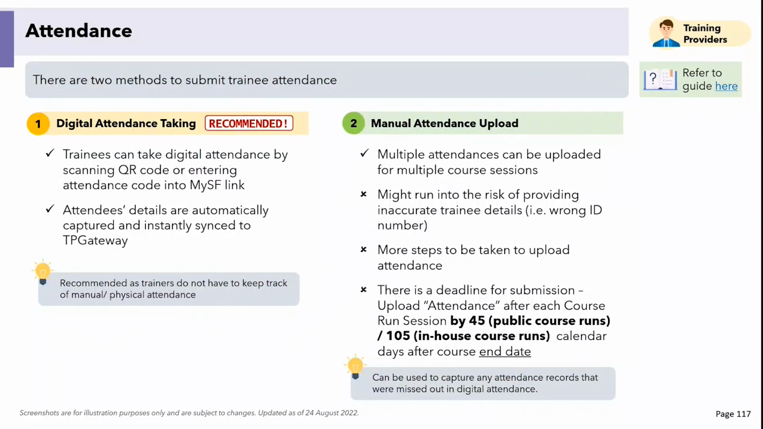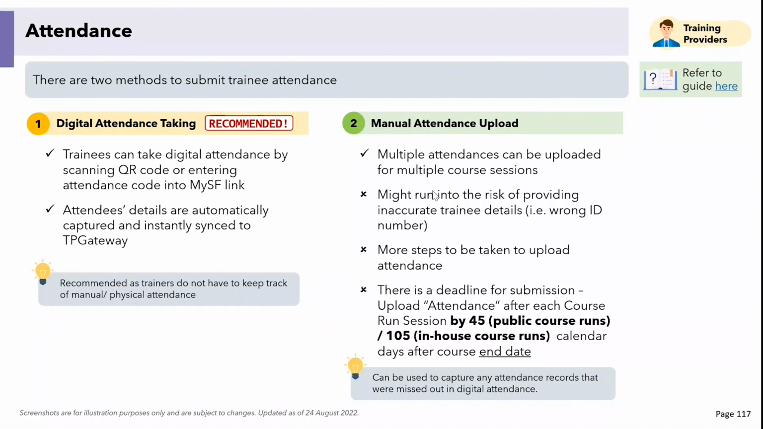There is also a deadline for manual submission. Manual attendance records must be submitted within 45 calendar days after the course ends for public course runs, and within 105 calendar days after the course end date for in-house course runs. So any submissions after the cutoff date will be considered late and will not be captured.